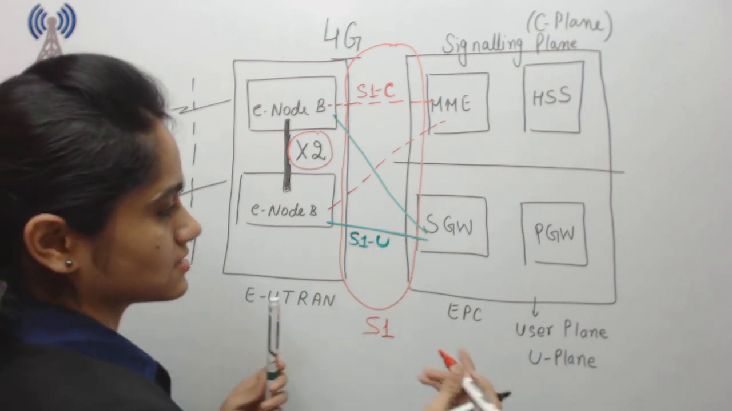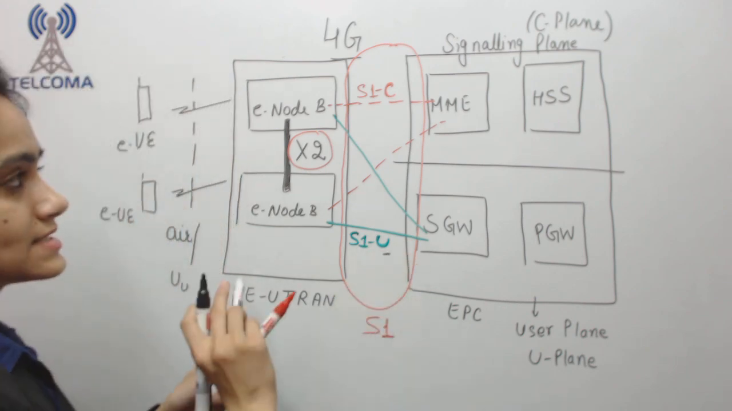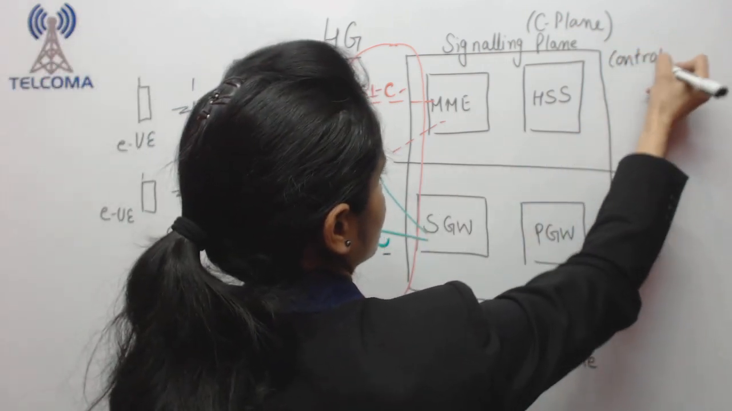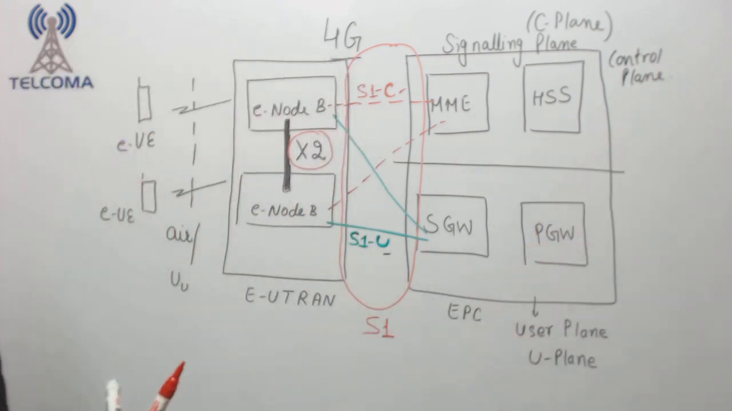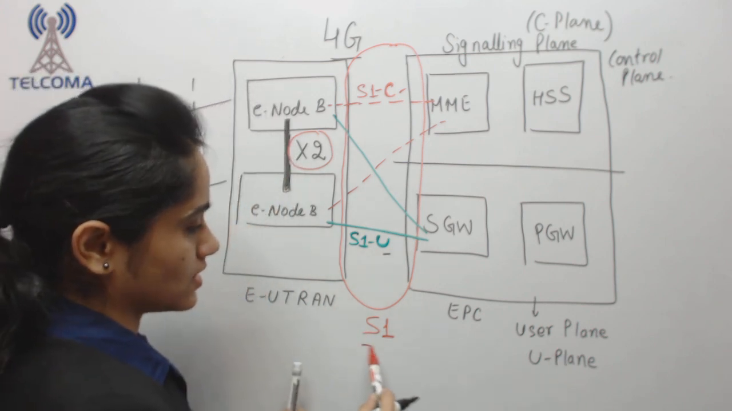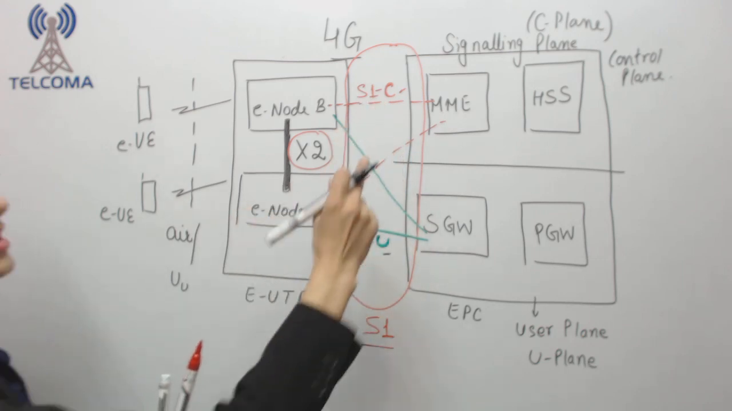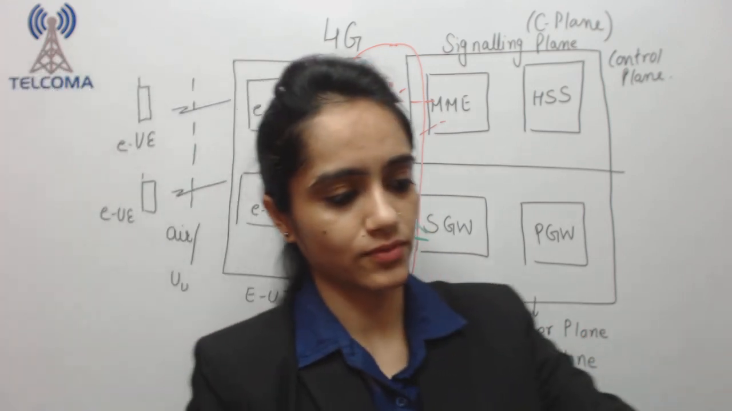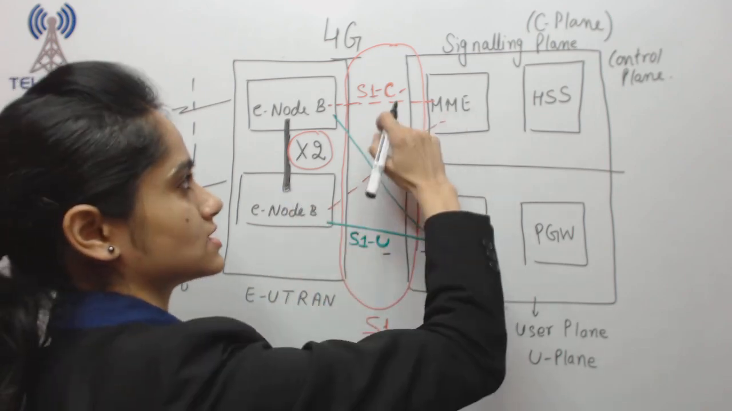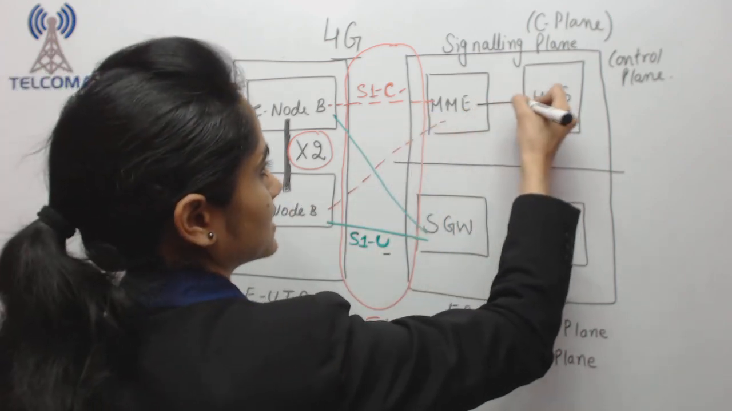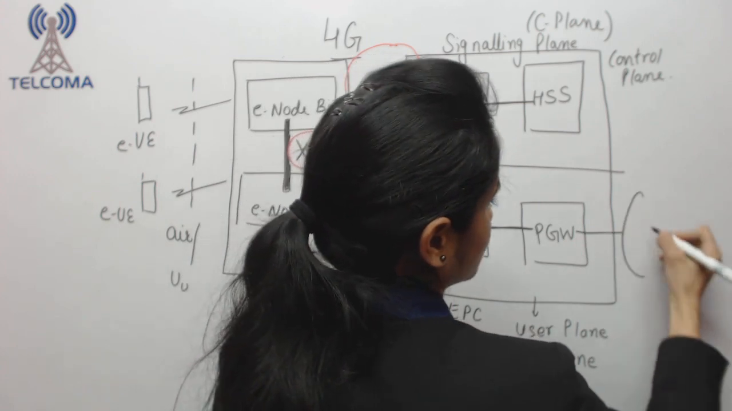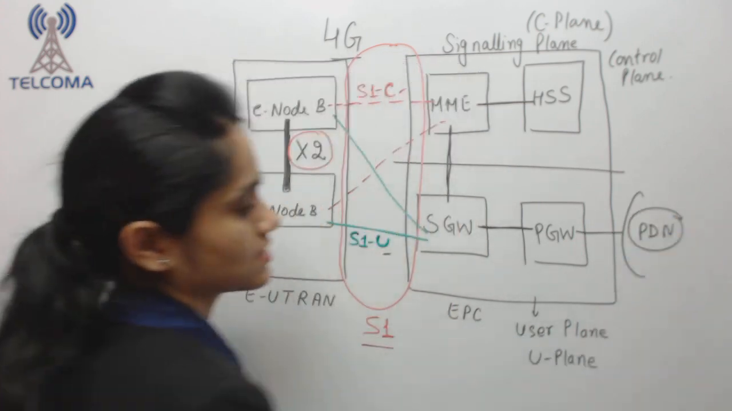U defines the user plane, whereas C defines the control plane or signaling. We also call it the control plane because controlling is what signaling does. So the interface between the E-UTRAN and the evolved packet core is the S1 interface, which is divided into two parts, S1-C and S1-U. Whenever we have traffic or data access, we have S1-U, whereas simultaneously for signaling we have S1-C. Now the MME is connected to the HSS, the MME is connected to the serving gateway, which is connected to the PDN gateway, and this is connected to the PDN, which is an external network.